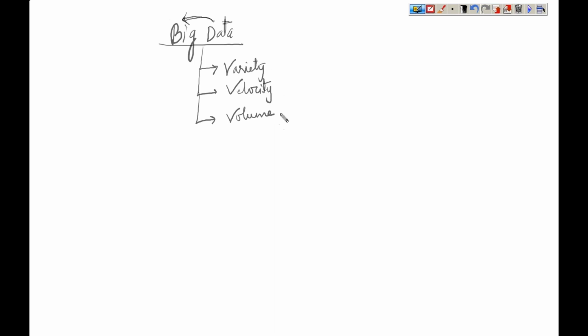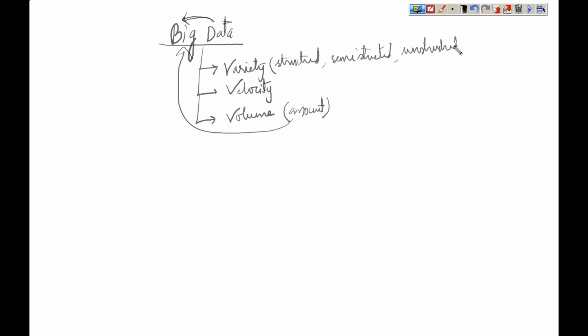Before going to variety, we should start with volume. Volume means the amount of data, so if the amount of data is big, that defines volume. Next, variety: the data can be structured, semi-structured, or unstructured. These three different forms of data define variety, and the huge amount of data defines volume.